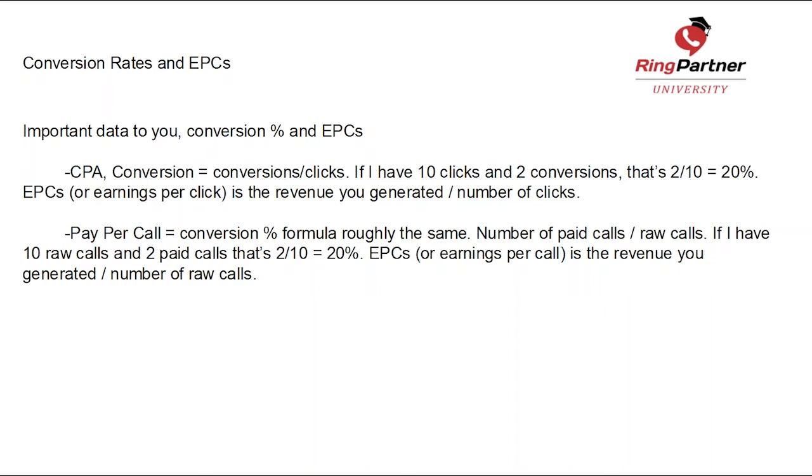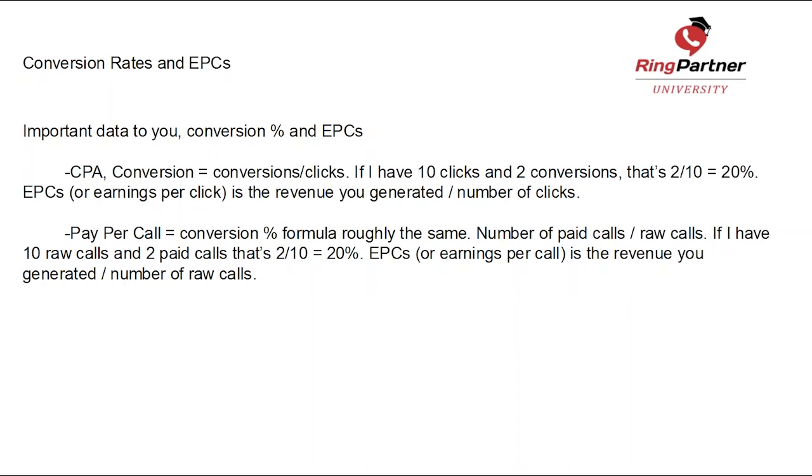So if I have 10 raw calls on a campaign, let's say 10 people have phoned in, eight people weren't all that interested, but two people did go over the connect duration. That's going to be a 20% conversion rate to you. Make sense? I hope so.